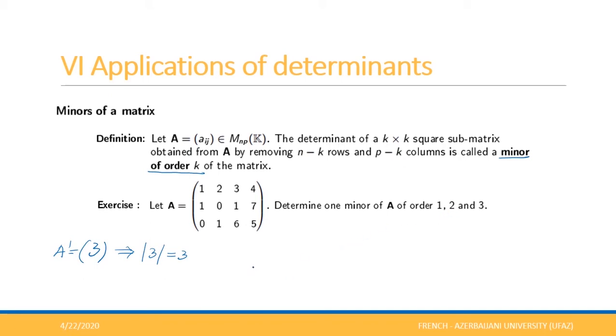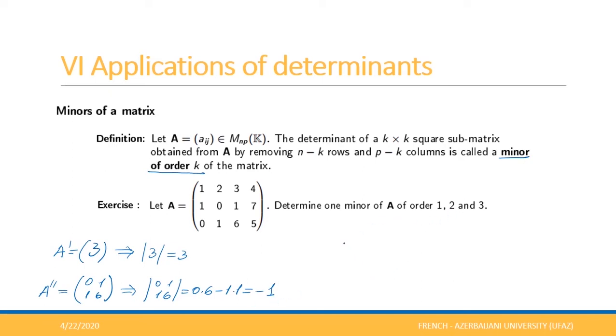Then in this case we take a 2 times 2 square matrix. For example, you can take maybe this one. A2 prime. I use this notation A2 prime for the 2 times 2 submatrix: 0, 1, 1, 6. Then its determinant is 0 times 6 minus 1 times 1, which is minus 1. Minus 1 will be a minor of A of order 2.